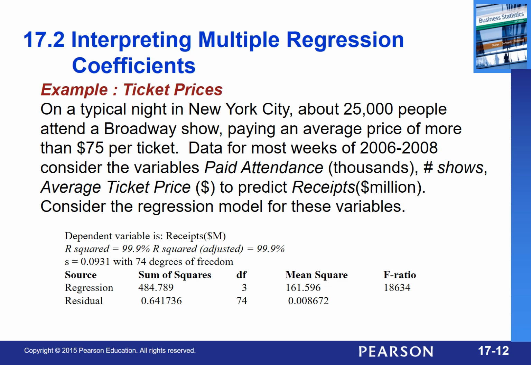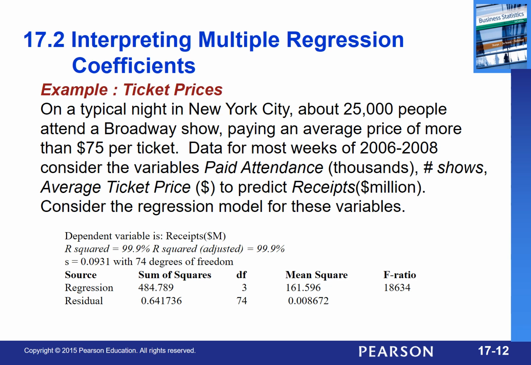Anyway, so on a typical night in New York City, about 25,000 people attend a Broadway show, and the average price of a ticket is about $75 or more. The data is for most weeks of 2006 through 2008. Consider the following variables: paid attendance in thousands, so the number of people that paid to attend, not free tickets, the number of shows, and average ticket price. And then we're looking to predict receipts, so how much they made, which is not always going to be the same for every single show. Anyway, so the following regression model was produced.